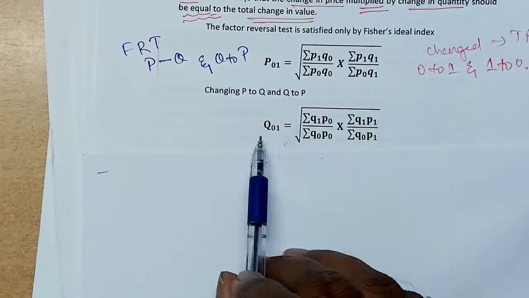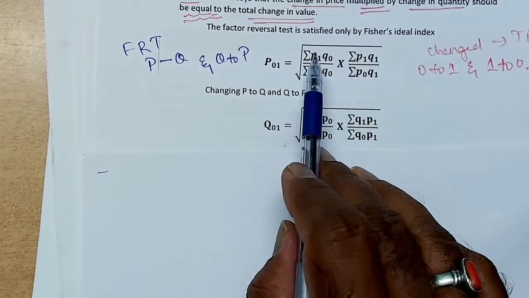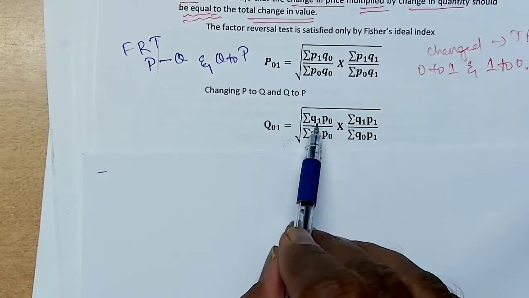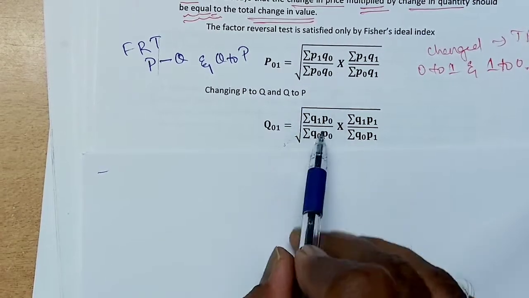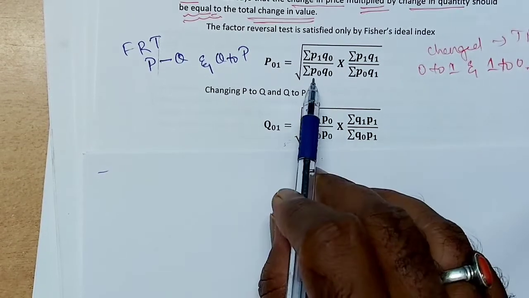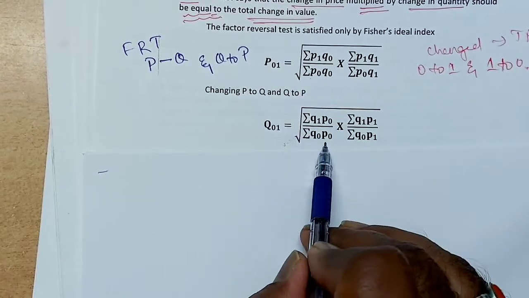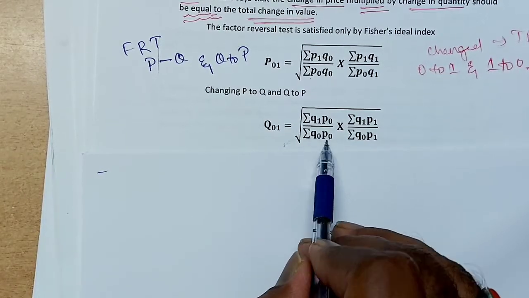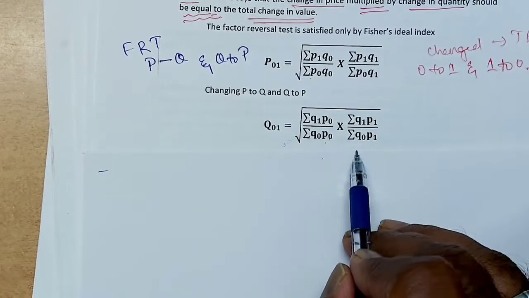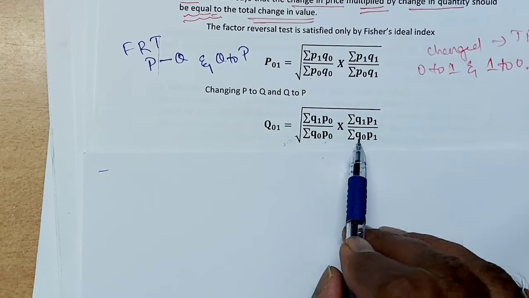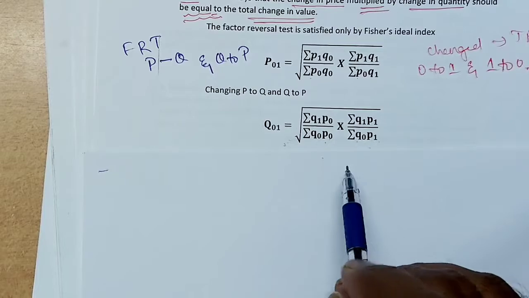So P01 will be Q01. It is equal to sigma, here it is P1 Q0. P is replaced by Q, Q1, and Q is replaced by P, P0. So P1 Q0 will become sigma Q1 P0 divided by Q0 P0, into sigma Q1 P1 divided by sigma Q0 P1. P becomes Q, Q becomes P.